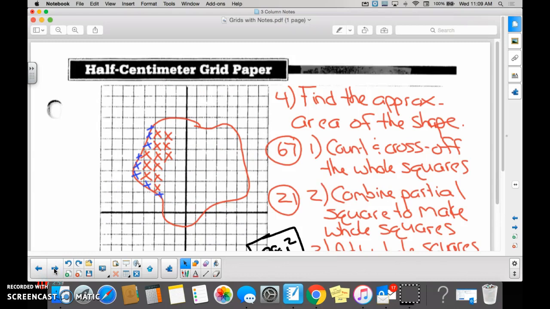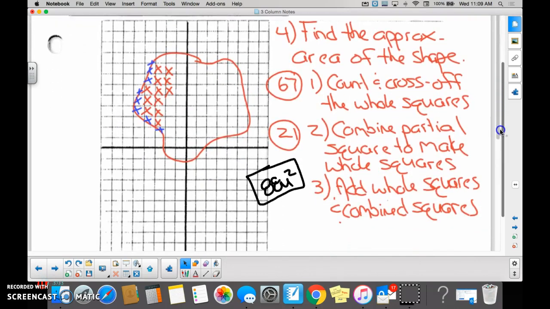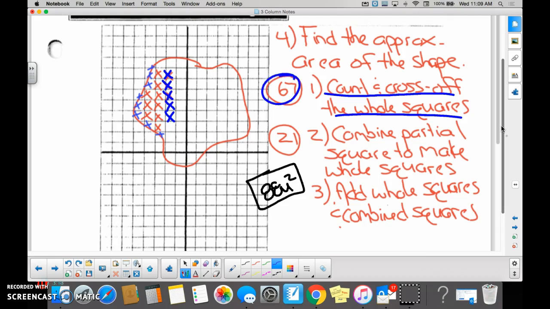And I said I want you to do 3 different things when you have a super irregular shape that you can't chunk. Because we really can't chunk that, can we? No. Okay, so what we started doing is we counted and crossed off the whole squares. So we did 1, 2, 3, 4, 5, right? Yes. And this is just for pretending, so we didn't do the whole thing, but we came up with 67.